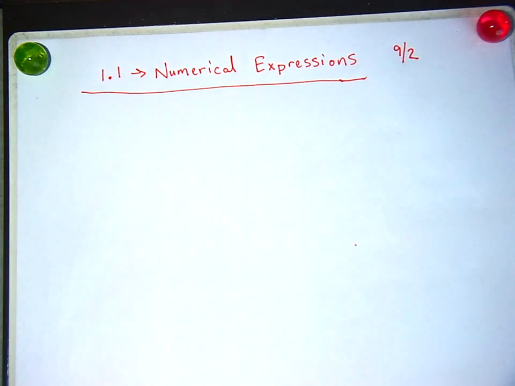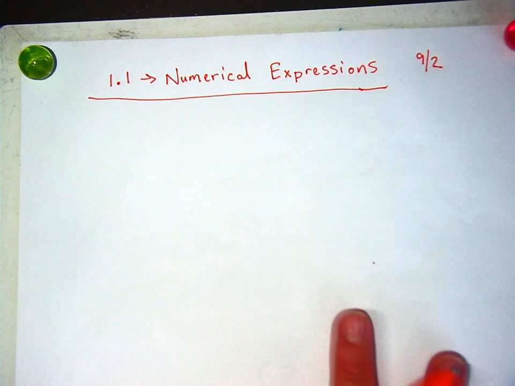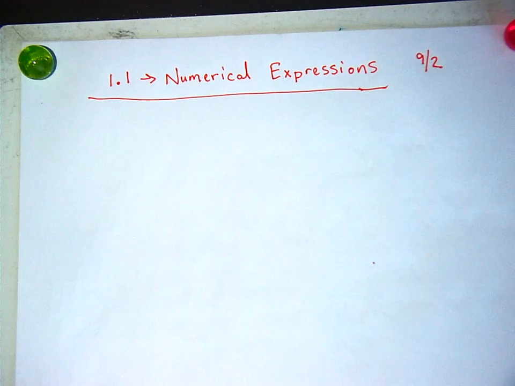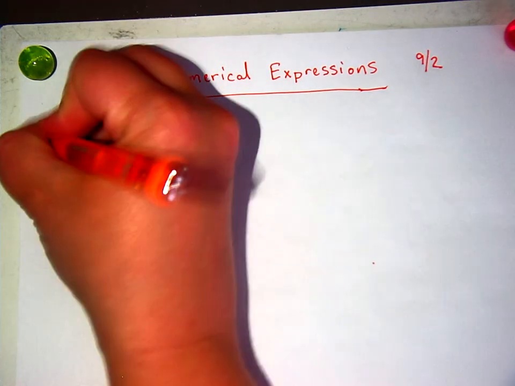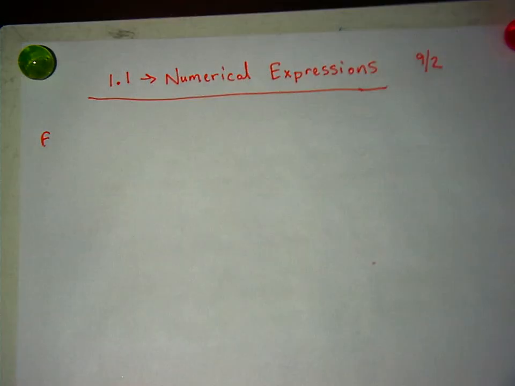All right, so has everybody written 1.1 numerical expressions and then today's date on top of your paper? Yes. Okay. So, example 1. Oh, no, I don't want to do example. Sorry, I immediately got you.